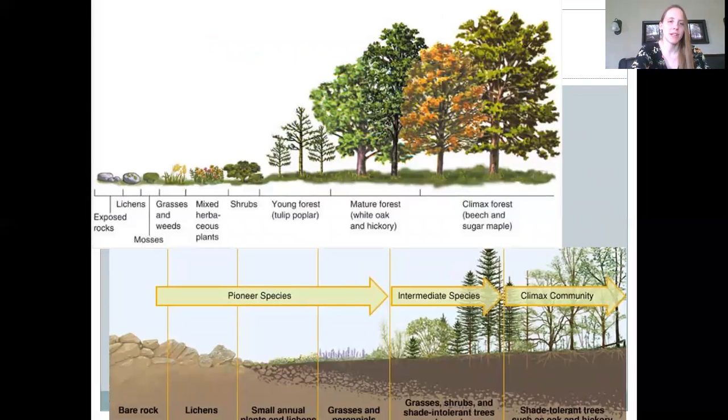So yeah, this is just kind of what it looks like. So you've got the pioneer species of lichen and moss, which come right after you've had a disturbance that brings you down to nothing but rock. So this would be where our primary succession starts. If you still have soil left after your disturbance, you would instead be starting with grasses and weeds right around here. So that's where secondary succession would start. And then after you move on from that, you get kind of the shrubs and then the young forest and then eventually the climax community.